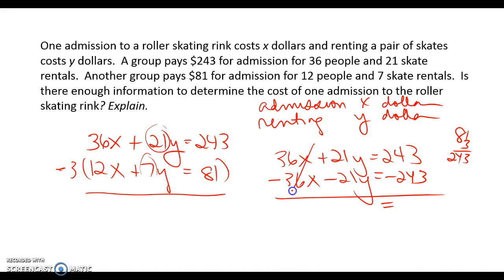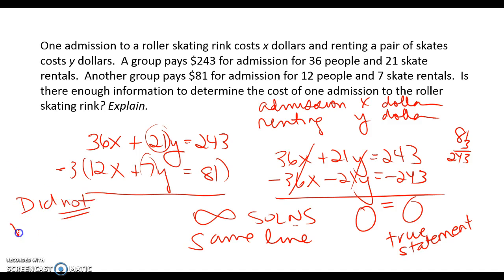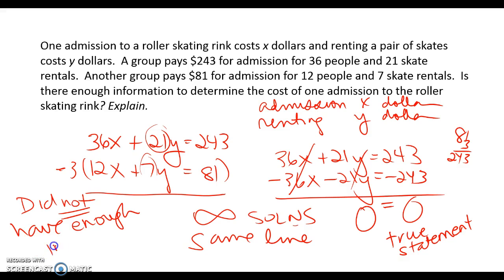Let's see what we get. 0 equals 0. Well, this is a true statement, right? Our variables have dropped out, but if this is a true statement, 0 equals 0, we know we have an infinite number of solutions, and these are actually the same line. But notice, we learned nothing about x and y, so we did not have enough information to figure out the cost of admission or the cost of the skate rentals. Okay, we found out though that these were the same lines.